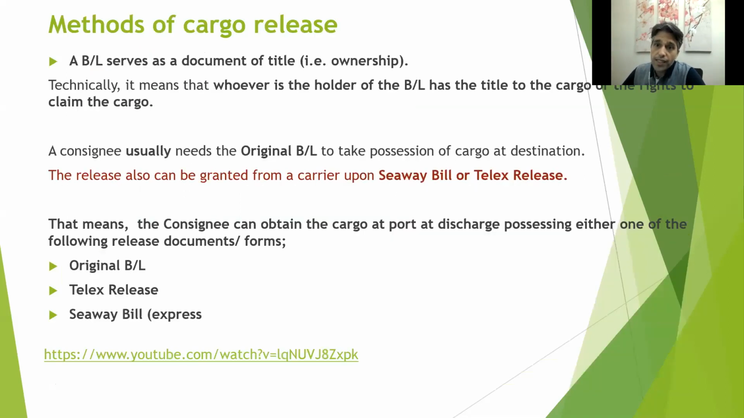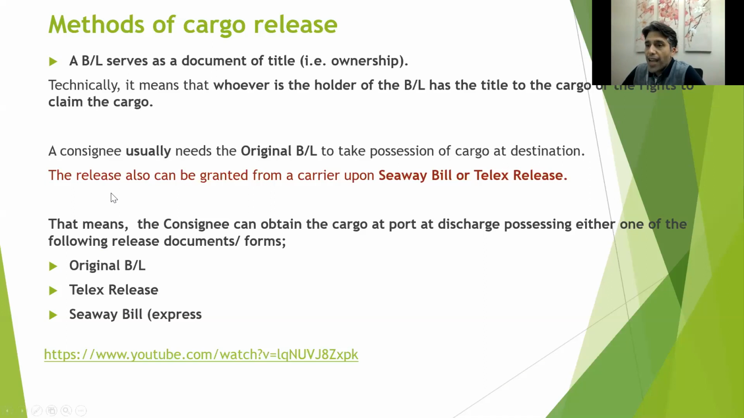Maybe I'm asking a question: what is the difference between straight and to-order bill? This could be a good question. And the bill, as you know, is a title of ownership. Technically, whoever holds the bill has a right to claim the cargo. This is the definition, and the consignee usually needs the original bill to take action. For example, whenever cargo arrives at the port of Montreal, you need to have the bill of lading to follow up and take your goods, your container, out from the CBSA.